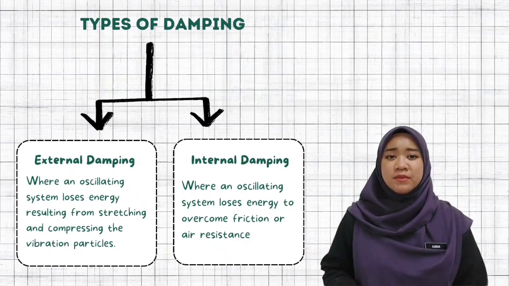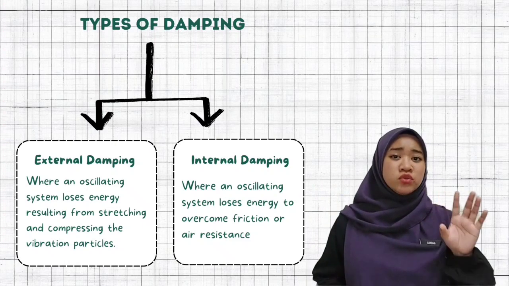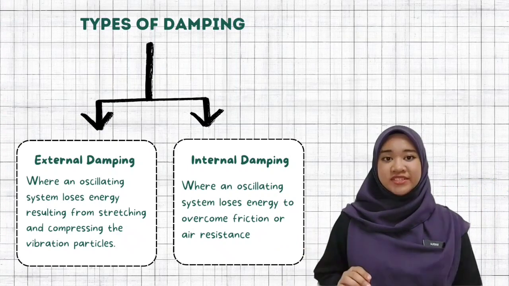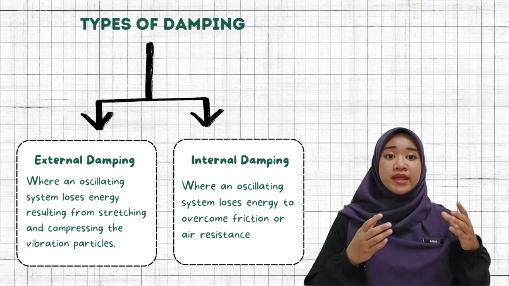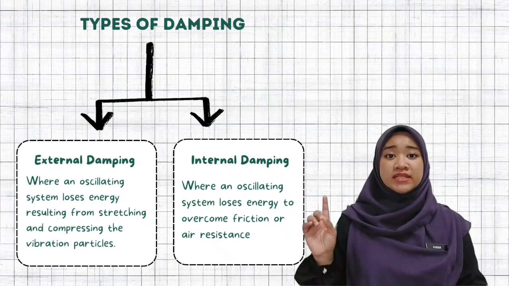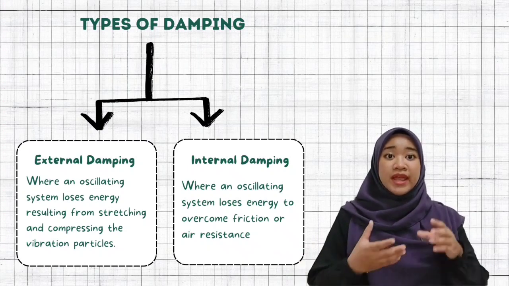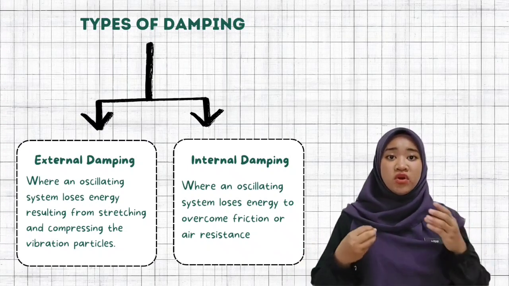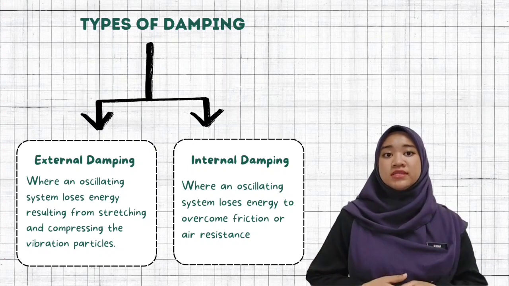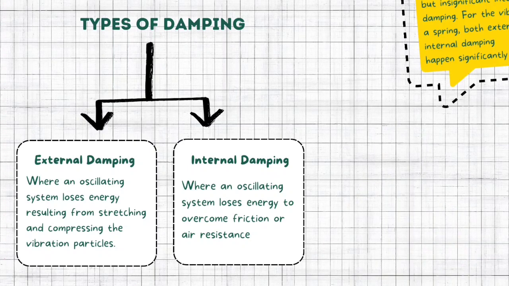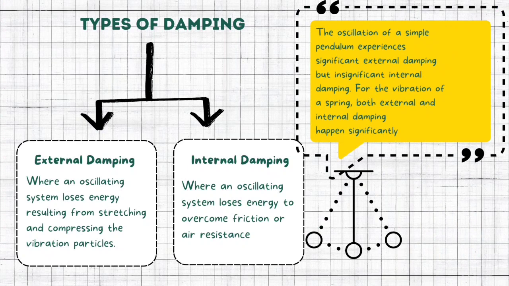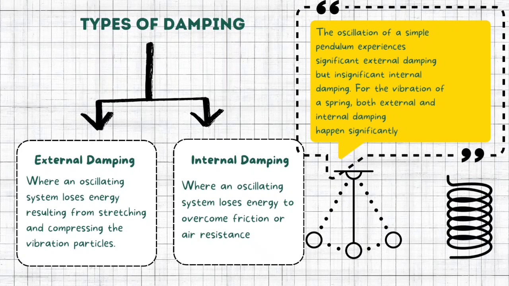Next, the oscillating system experiences loss of energy due to external damping and internal damping. External damping is where an oscillating system loses energy to the extension or compression of the molecules in the system, while internal damping is where an oscillating system loses energy to overcome frictional force or air resistance that act on it. Well, the oscillation of a simple pendulum experiences significant external damping but insignificant internal damping. For the vibration of a spring, both external and internal damping happen significantly.